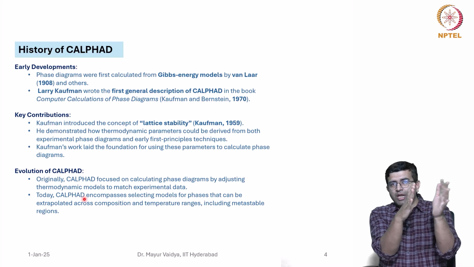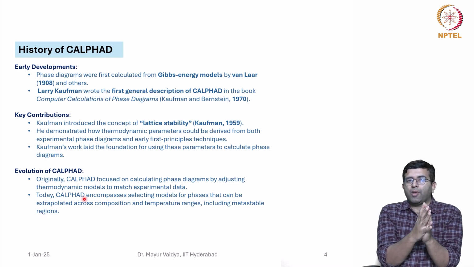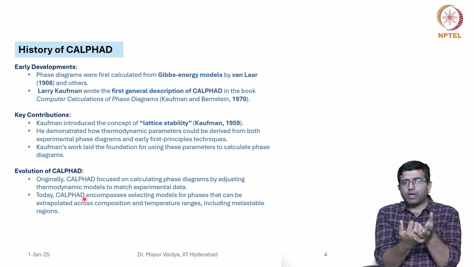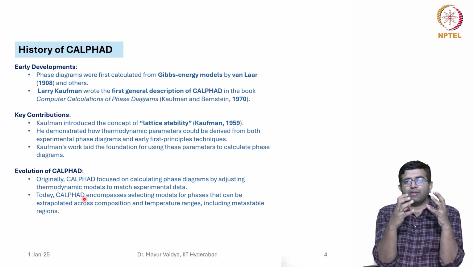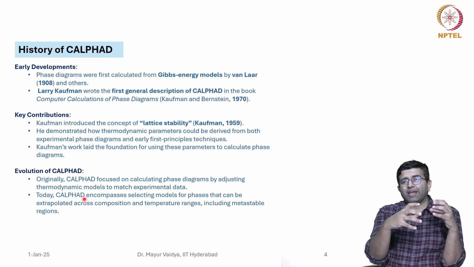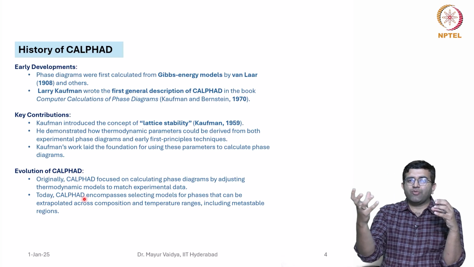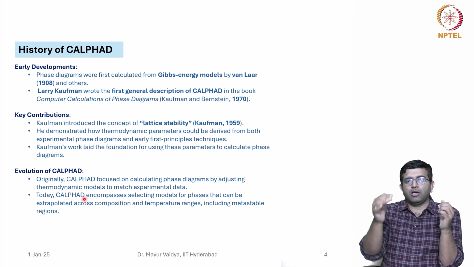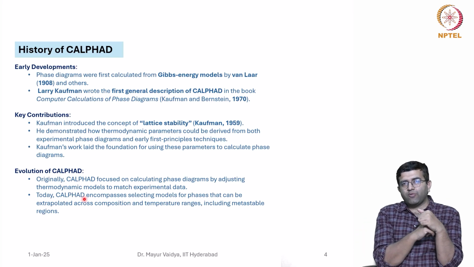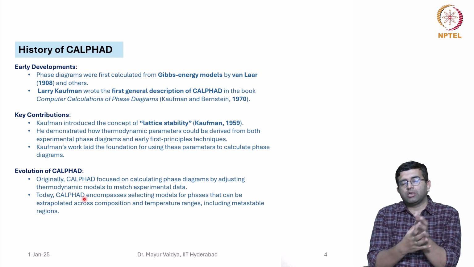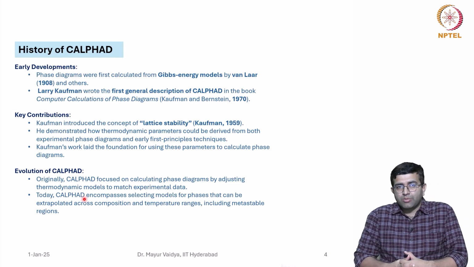That means it was only confined to the available experimental data. But now, after so much refinement and so much work has gone into this, with the help of the available data, the CALPHAD approach can extrapolate and predict the phases which are not experimentally determined. You can go beyond the compositions that are studied experimentally. You can even try to predict the metastable regions which are not always experimentally visible, and so on.